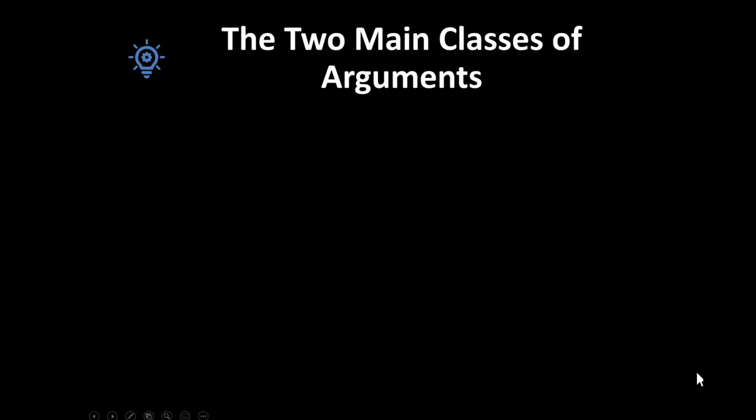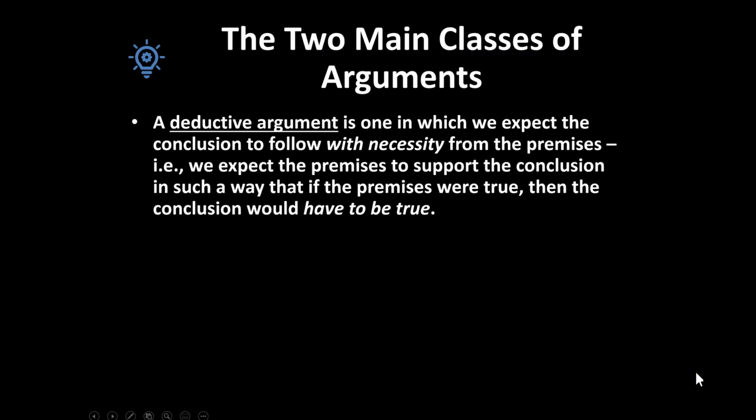So as I said, there are two main classes of arguments. And the first is deductive. A deductive argument is one in which we expect the conclusion to follow with necessity from the premises, or we expect the premises to support the conclusion in such a way that if the premises were true, the conclusion would have to be true as well. Whoever has written this type of argument or spoken it, or even just thinking, you can just use deductive reasoning in your own head, right?